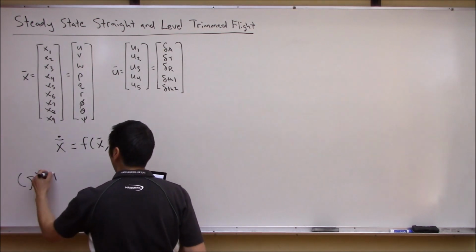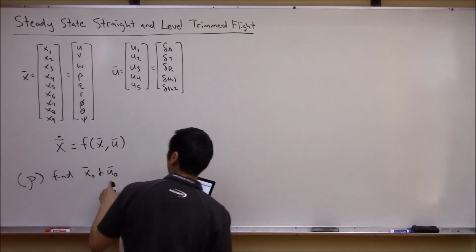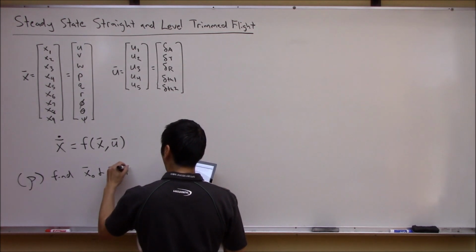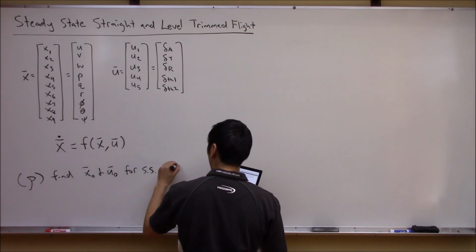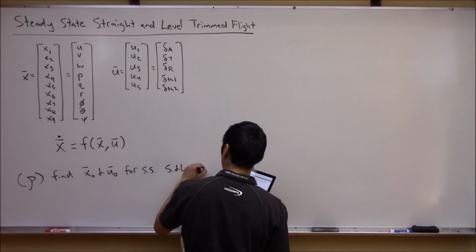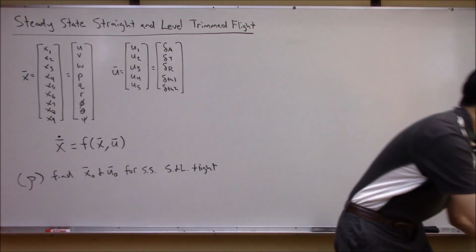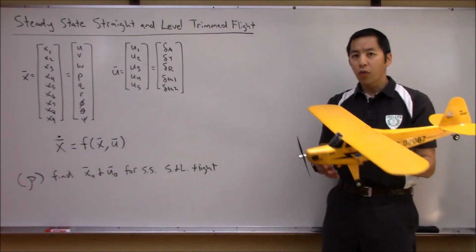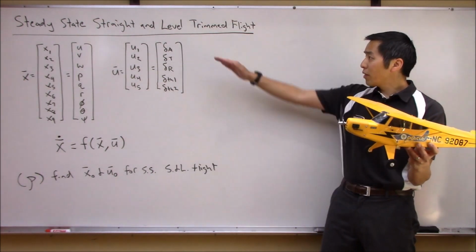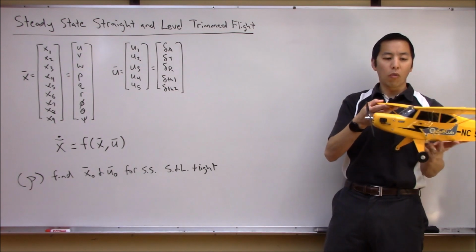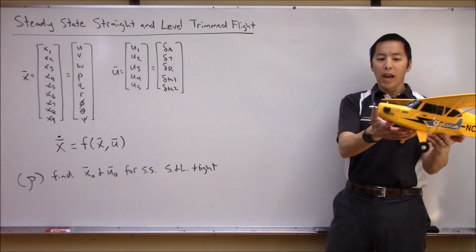So the problem, let's state it right now: I want to find the x naught and u naught, the state and control vector for steady state, straight and level flight. This is a very high level idea of what I want to do. I want to get the aircraft flying, and maybe I've got my little prop right here. This is not a twin engine aircraft, but it's just an aircraft. We want this thing flying straight and level with trim flight, so that the aircraft is flying where it is, the wings are level and it is just going straight.